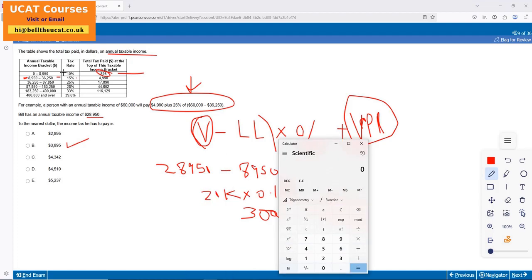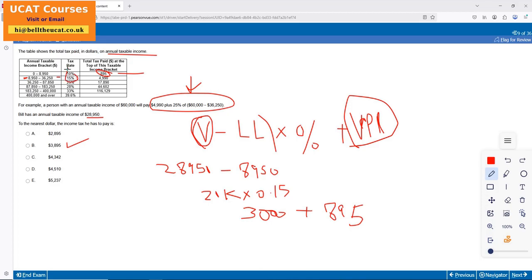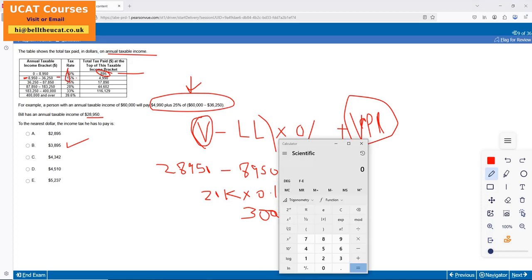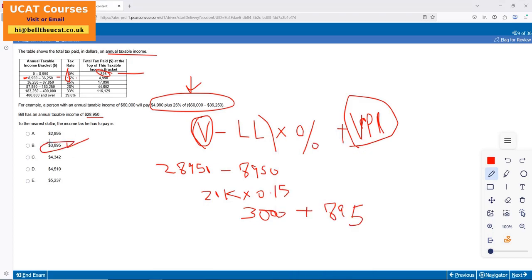28,950. What are the two percentages given to me? 10%, 15%. Half that. Find the mean. 10 plus 15, do I have to divide by 2? And do I have a percentage? Do I have 0.125? Boom. So 0.125 times 28,950. Ooh, 3,618. The only option which is closer to this one is 3,618.